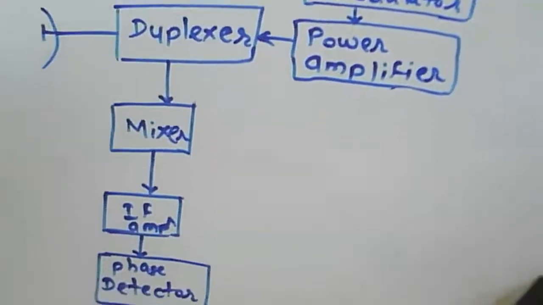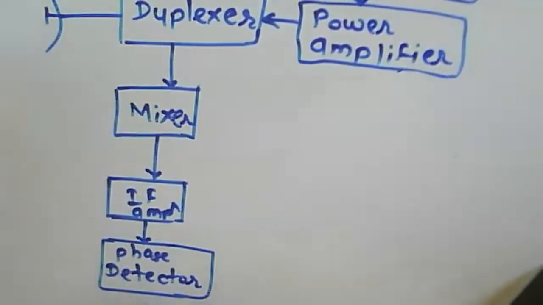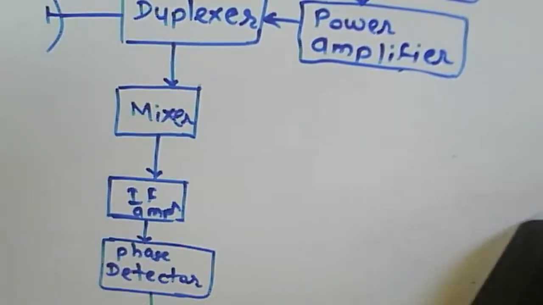This one is about a phase detector now. Then after that, the output is to be given to the delay line canceler. Okay, so this one is the delay line canceler.